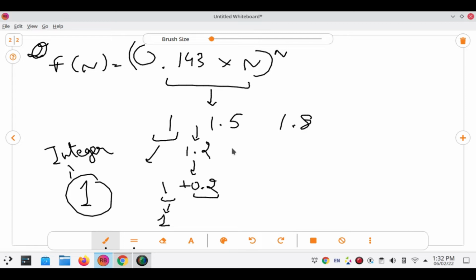Now it's 1.5. Now 1.5 seems to be an interesting case, because for making it 2 or making it 1, we need 0.5 in the same scenario. So we will come over it again.